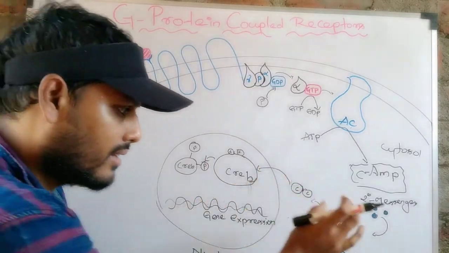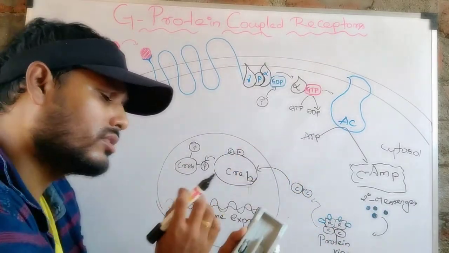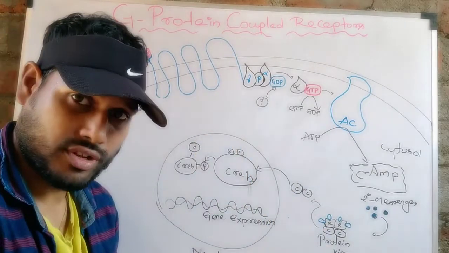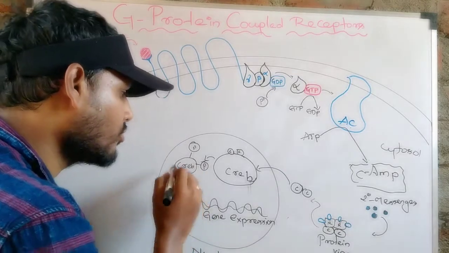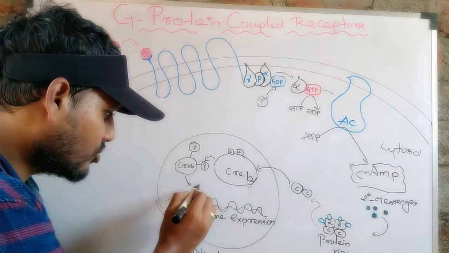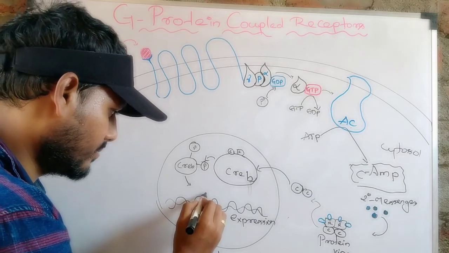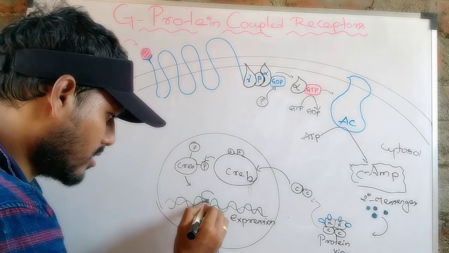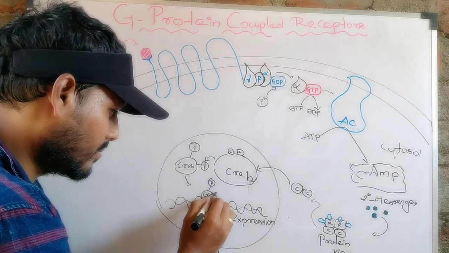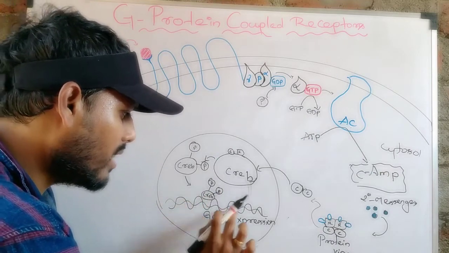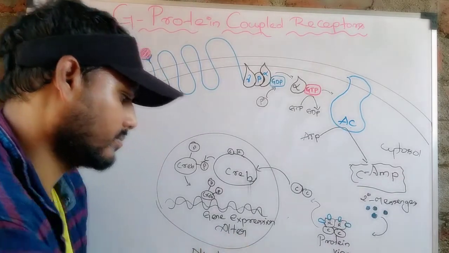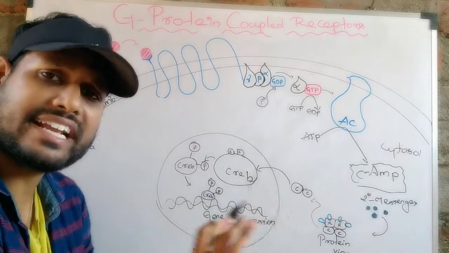Due to the catalytic subunits, it will bind to the specific CREB protein. It will get phosphorylated. Then this phosphorylated CREB will make the gene expression alter. So here, this is the CREB. Get phosphorylated. It will make some gene expression alter. It means changing the gene expressions.